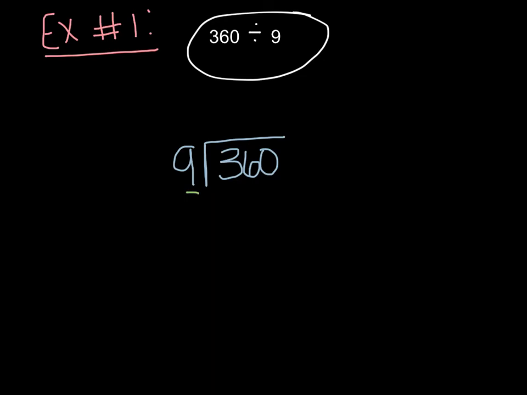Since our essential question talks about how we know where to put our first digit when we're dividing, I'm going to go digit by digit, and I want you to do the same thing. So we're going to say, can 9 go into 3? And we know that it can't. So we're going to put a 0 above the 3. And that shows us that it can't go into 3, and that also serves as a placeholder for us.